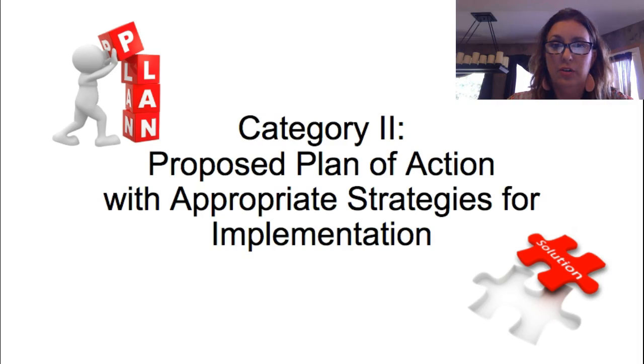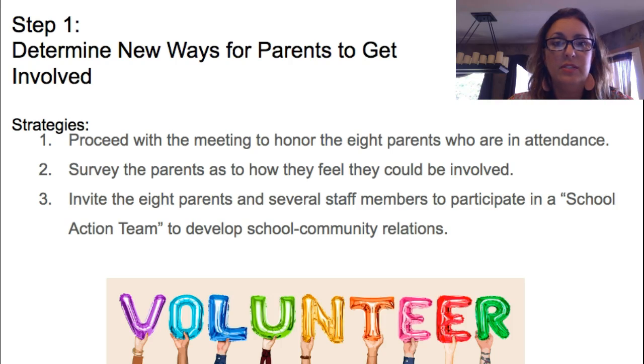So category 2, my proposed plan of action with strategies for implementation, begins with step 1, determine new ways for parents to get involved. So the strategies that I would implement would start with, number 1, proceed with the meeting to honor those 8 parents who are in attendance. Number 2, I would survey the parents as to how they feel that they would be involved. And my third strategy would be to invite those 8 parents and several staff members to participate in a school action team at the school to develop school community relations.